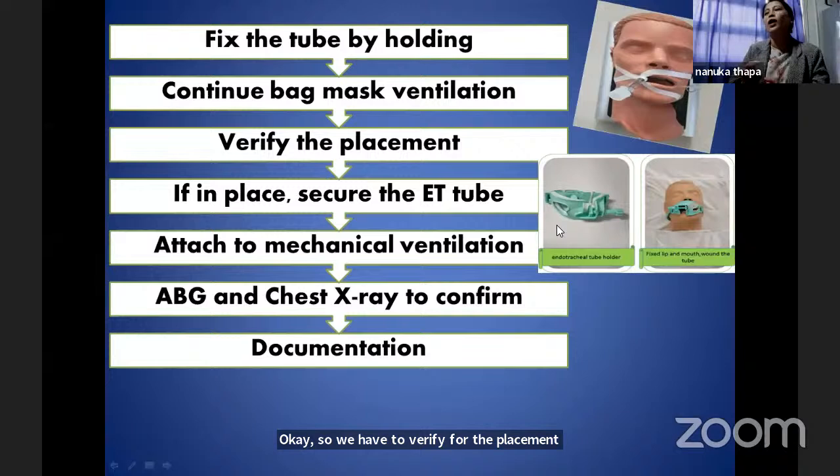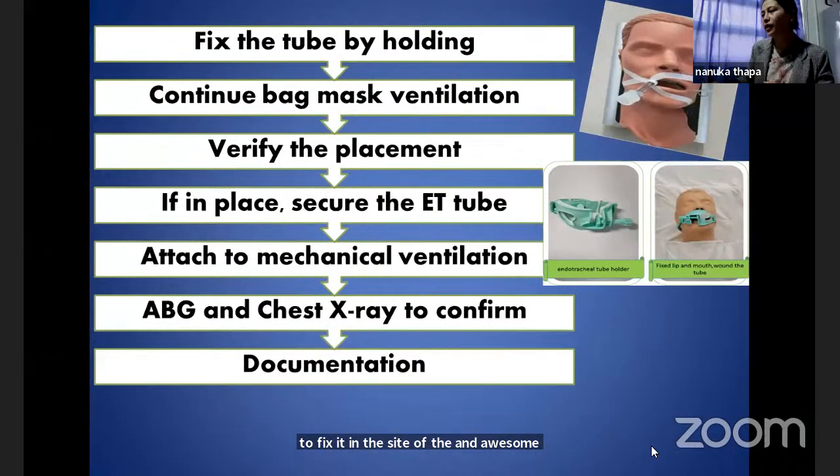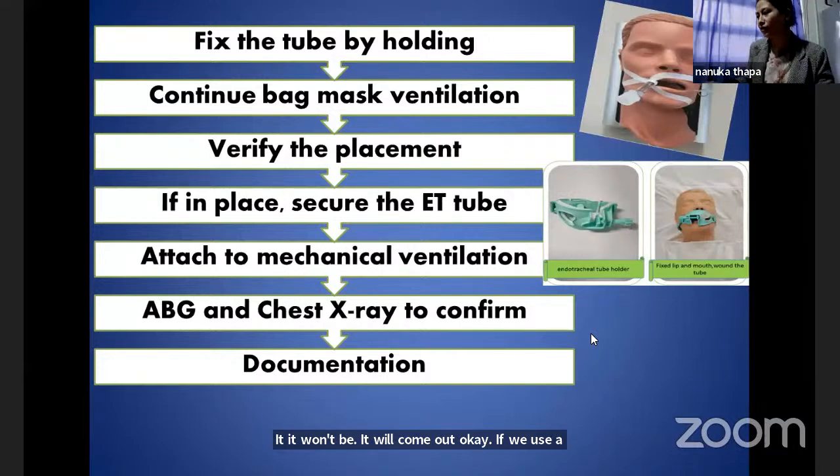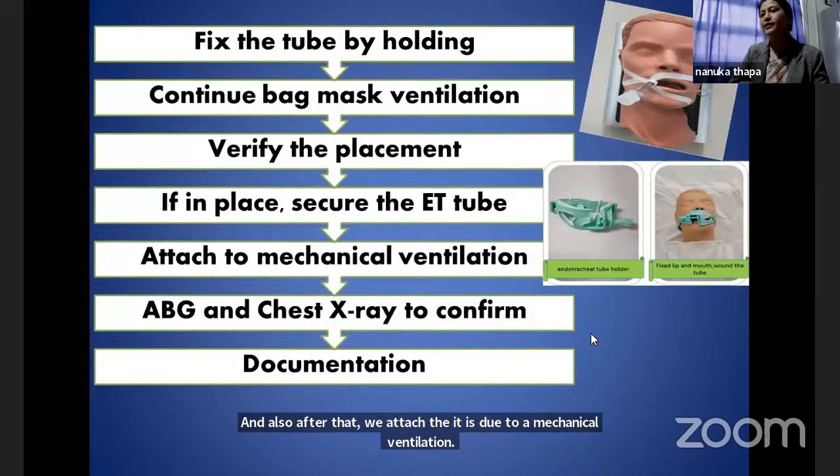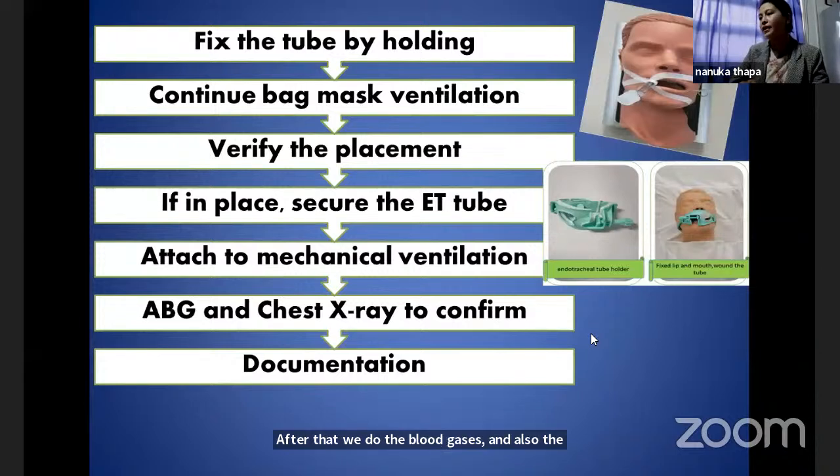After verifying, we secure the tube, as you can see in this picture. The first picture, we use tape to fix it at the side of the mouth. We use micropore, but it will come off. We mainly use Dynaplast, or we can use a roller bandage. After that, we attach the ET tube to mechanical ventilation. Then we do the ABG to see the blood gases, and also the chest X-ray to confirm the placement. And then we do the documentation.